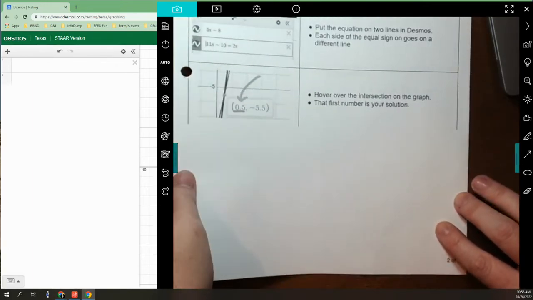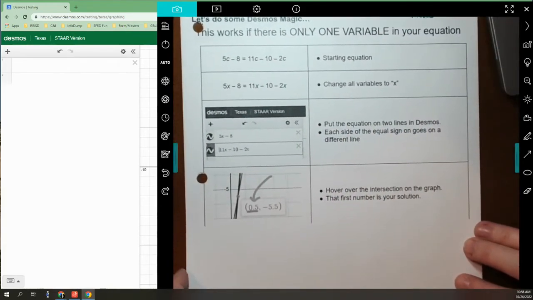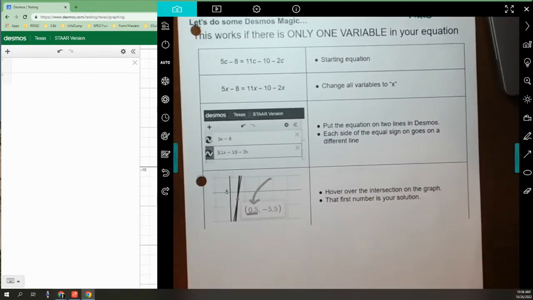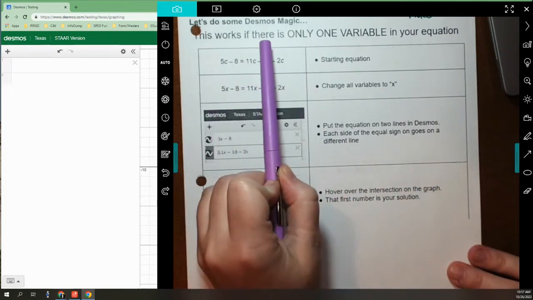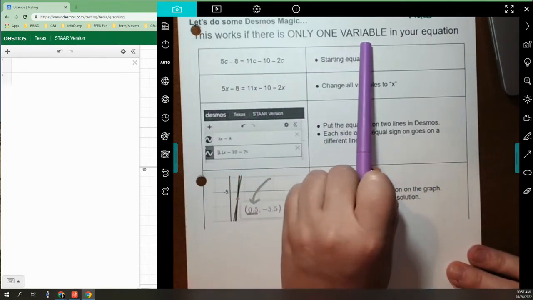So this is the Desmos Magic. This is why I actually have Desmos pulled up. We're going to have some fun with this. Okay, so first off, this Desmos trick I'm about to show you works only if there is only one variable in my equation.